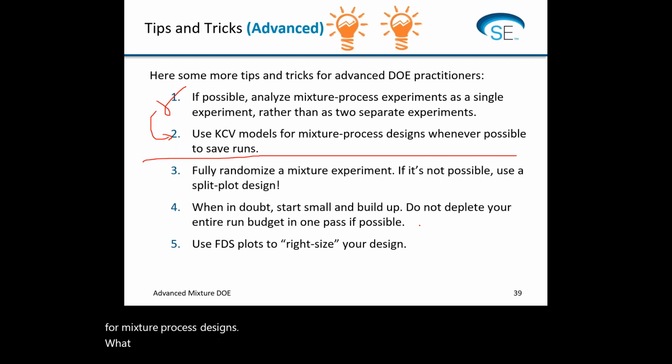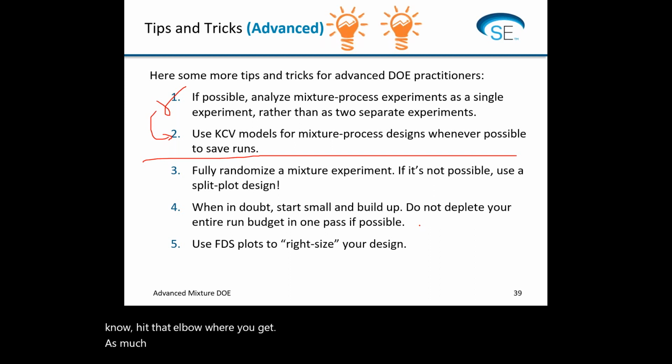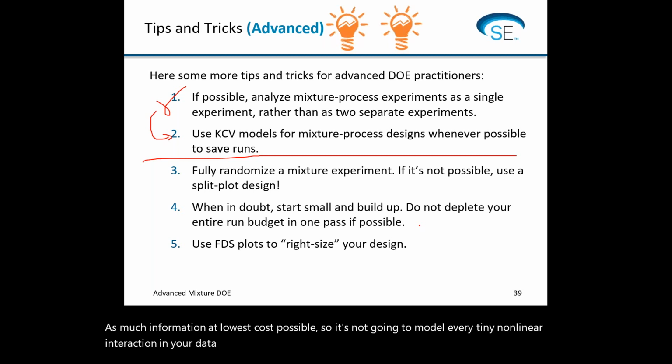What this model does is it's basically the default that we use now, it tries to get 90% of the information with 20% of the runs. So it's kind of that design that tries to hit that elbow where you get as much information at lowest cost possible. So it's not going to model every tiny nonlinear interaction in your data, but generally for optimization, it works very well. Okay.